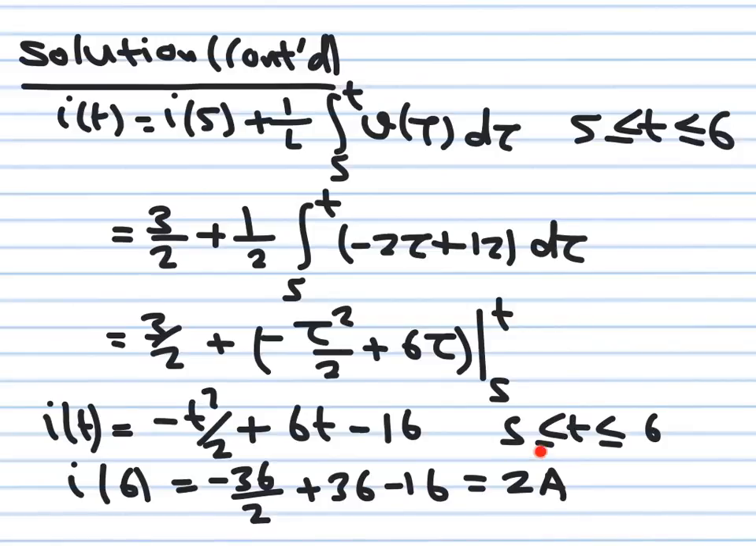This is valid between 5 and 6. Why is it valid between 5 and 6? Because we use the expression of the voltage between 5 and 6, which has negative slope. So what will be the last value of the current reached at the end of this period? It's I of 6. You put here t equal to 6. So you get minus 36 over 2, which will give you minus 18... this will give you 36, this will give you minus 16. You end up with 2 amperes. Okay, please double check these answers, but I believe they are correct.